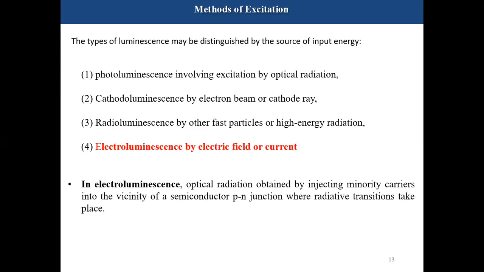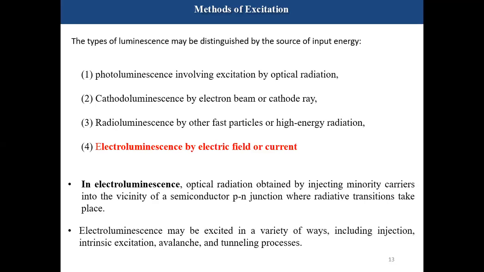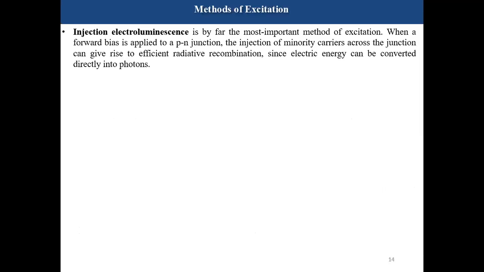In electroluminescence, optical radiation is obtained by injecting minority carriers into the vicinity of a semiconductor p-n junction, where radiative transitions take place. Electroluminescence may be excited in a variety of ways, including injection, intrinsic excitation, avalanche, and tunnel process. Injection electroluminescence is by far the most important method of excitation.